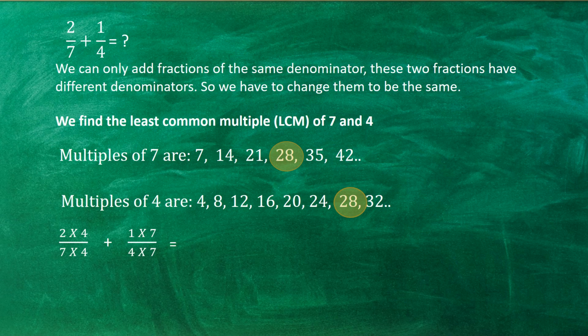Now we do have a new set of fractions which basically mean the same as what we were given, only that they're different in terms of numbers. Now we have 8 over 28 and 7 over 28. When we add them, we simply add the numerators and maintain the denominator, and so we have our final answer of 15 over 28.